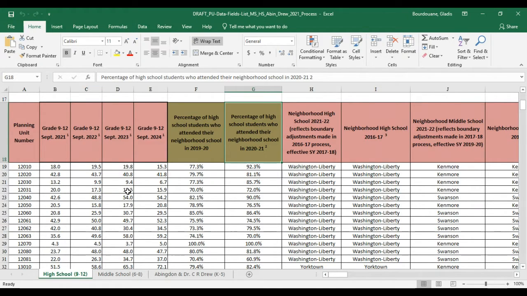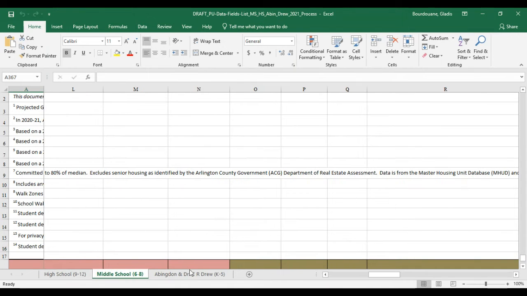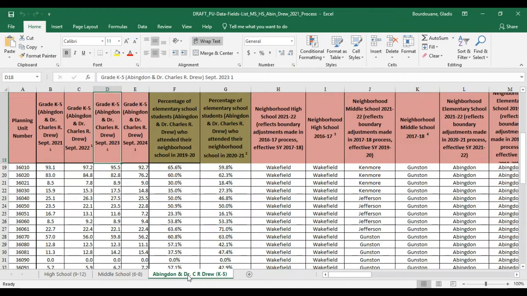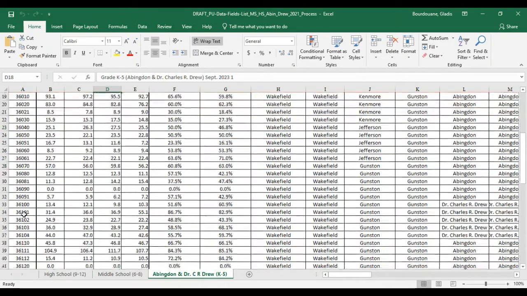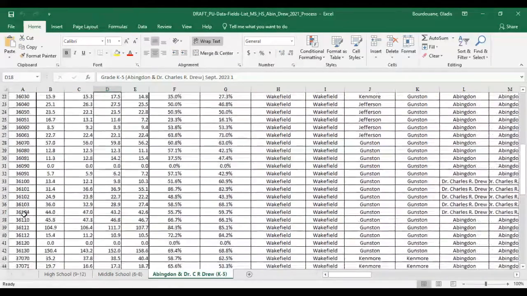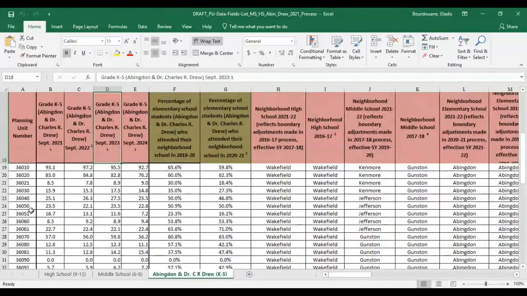And as I started to say, for these tabs, this is the high school tab. We understand that some families may only be interested in looking at the high school information for their planning unit. However, we do provide all of the information for middle school, as well as for Abingdon and Drew planning units only. So you are welcome to, you have access to this information.